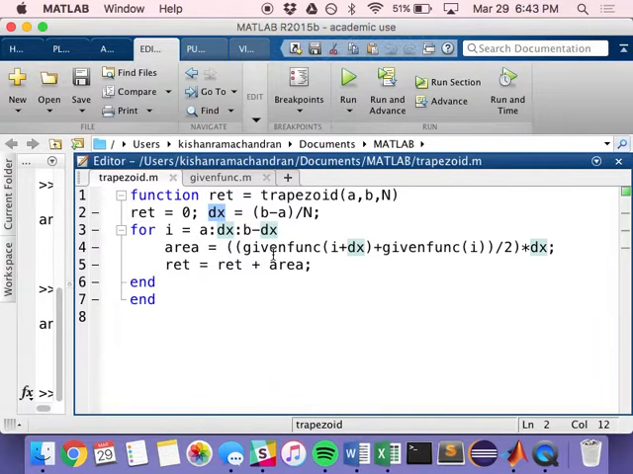So what we're saying is area equals this plus this over 2 times dx. So what I'm saying here is, this again.